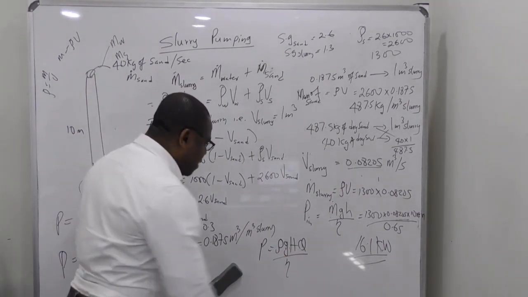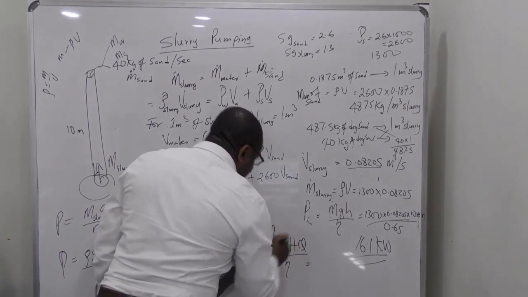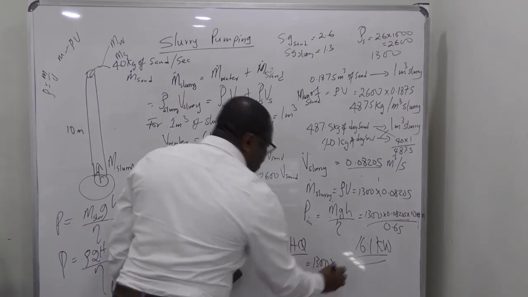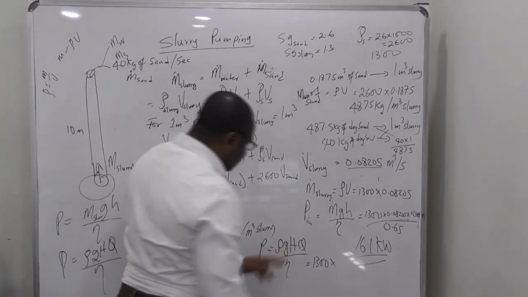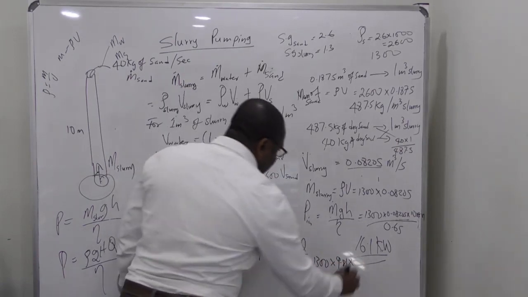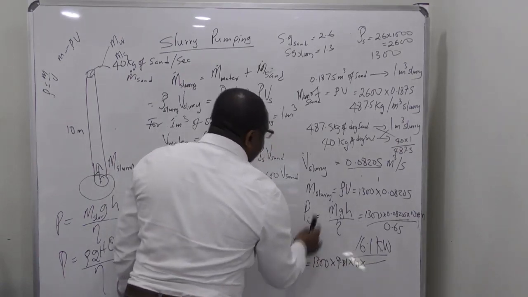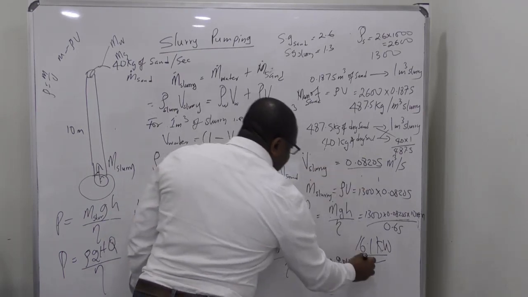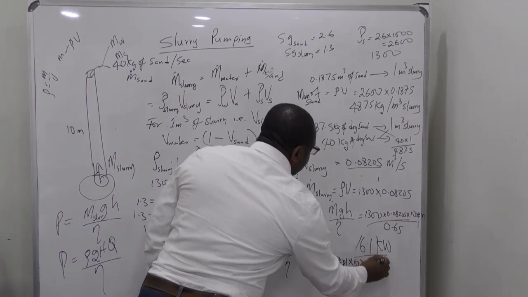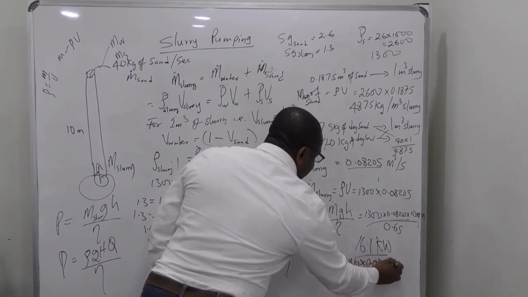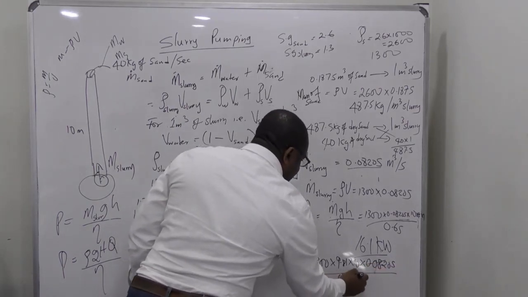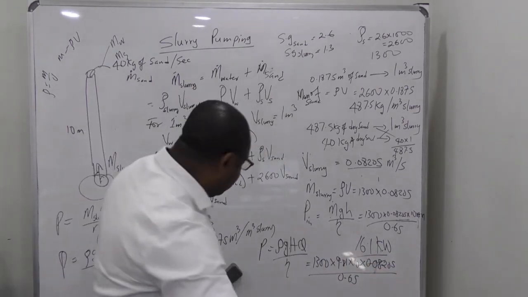All right. So what I'm saying is, for the slurry, it's 1,300 times 9.81 times, what is the head is 10, what is Q, which is the volume flow rate, 0.08205. That's all. Divide by 0.65. Any one you want to use. So you see we get the same thing.